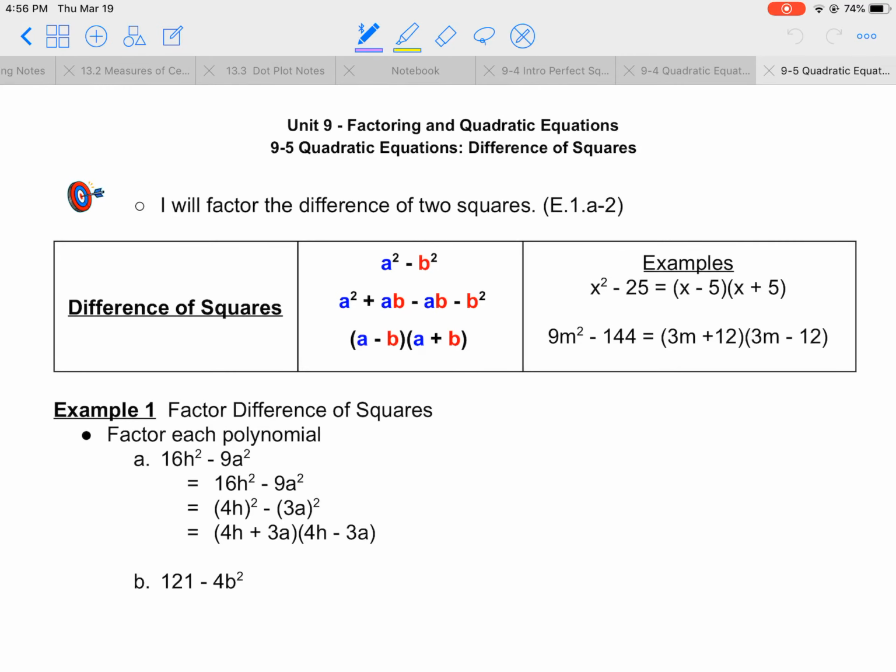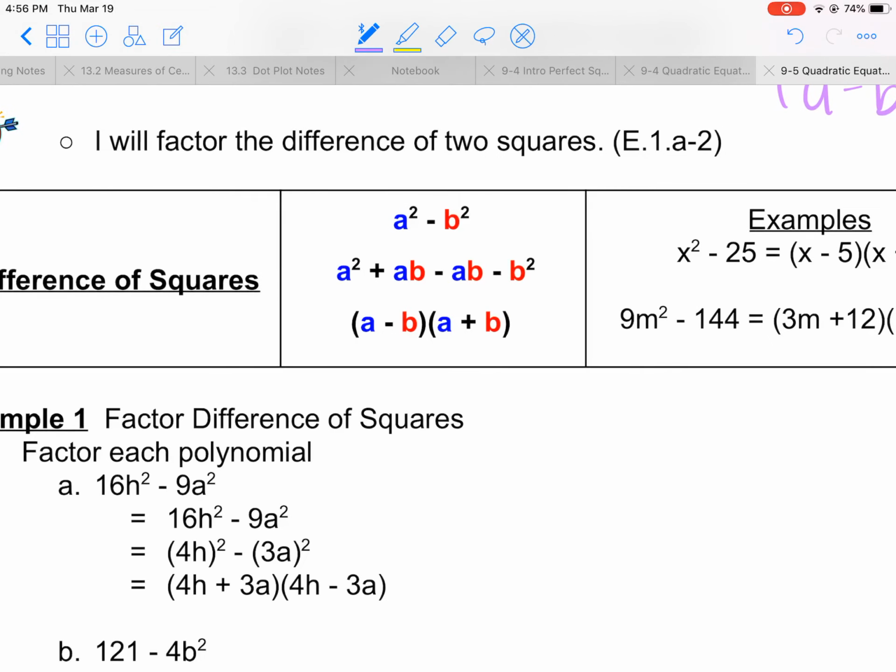Alright guys, here is 9-5, the difference of squares. So far we have seen trinomials that can be factored to look like (a + b) squared or (a - b) squared. Now we're going to look at something called a difference of squares. Notice I have a squared minus b squared.